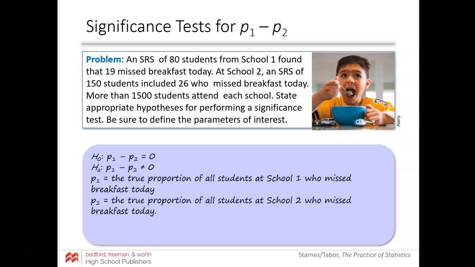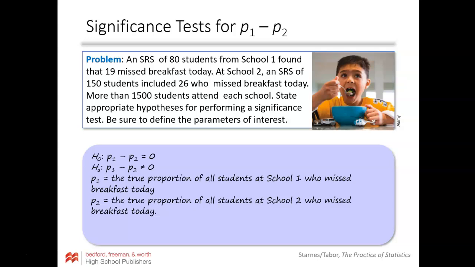So here's the definition of those parameters. P1 represents the true proportion of all students at school 1 who missed breakfast today, and P2 would represent the true proportion of all students at school 2 who missed breakfast today. And those notational pieces, P1 versus P2, make sense because they called one and school 2.